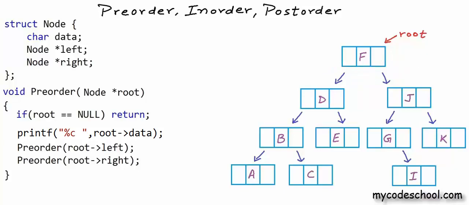Now let's assume some addresses for these nodes. Let's say the root node is at address 200, and I'll assume some random addresses for other nodes as well. And now I can fill in left and right fields for each node.